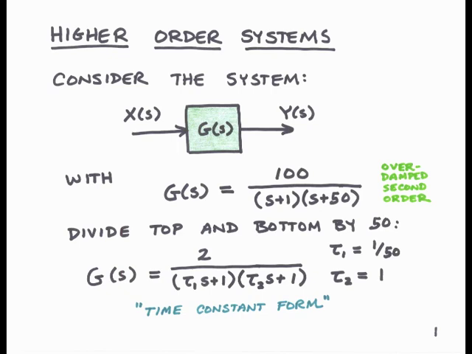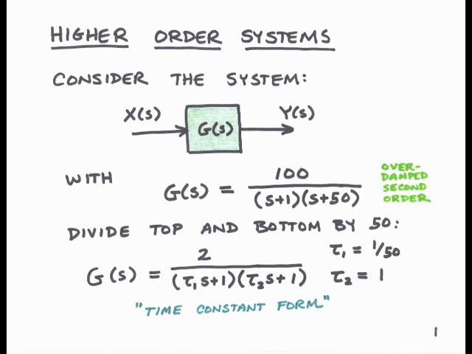So let's begin this analysis by looking at a simple higher order system, actually one that is second order. So we have a transfer function G(s), which relates the input X(s) and the output Y(s). And this transfer function G(s), as given here, has a pole at -1 and a pole at -50. This is an overdamped second order system.